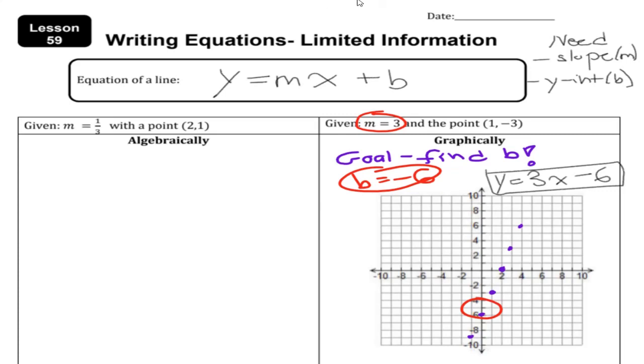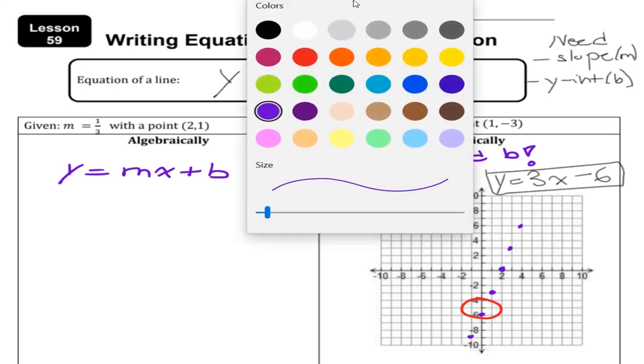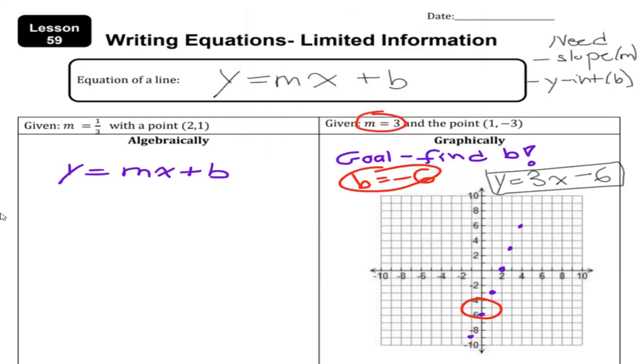Now, if I don't have a graph, but I have the same amount of information, I can do the same thing. I have the slope. I have a point. So this time I'm going to do it algebraically, meaning I'm just going to use formulas and algebra to help me. So I need this formula to help me. Let me rewrite first. I'm going to put in the information that I have. I don't have the b, but I do have my slope. So notice I'm substituting in for the slope.